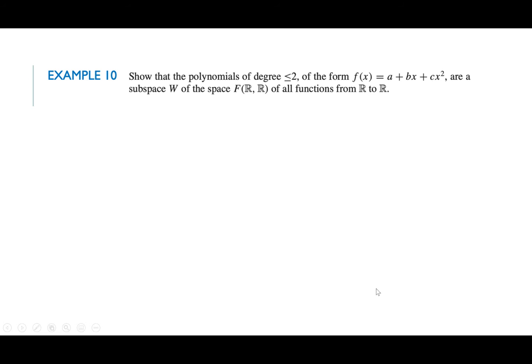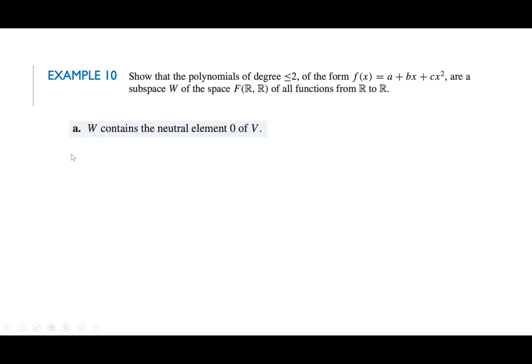All right, another example. This one is a classic. So here, show that all the polynomials of degree less than or equal to 2, which are polynomials of the form f of x equals a plus bx plus cx squared, are a subspace of the space of all functions from R to R.